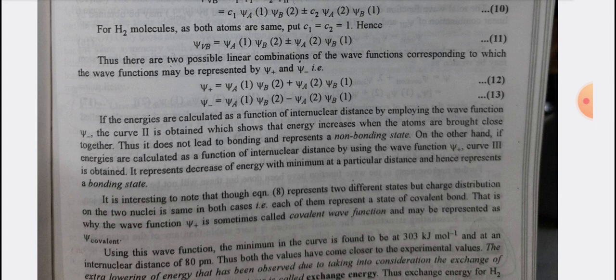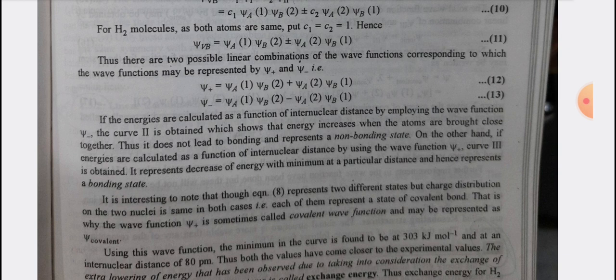Thus, there are two possible linear combinations of the wave function, which may be represented by psi plus and psi negative. That is, psi plus is equal to psi A1 psi B2 plus psi A2 psi B1. Psi negative is equal to psi A1 psi B2 minus psi A2 psi B1. Equation 13.